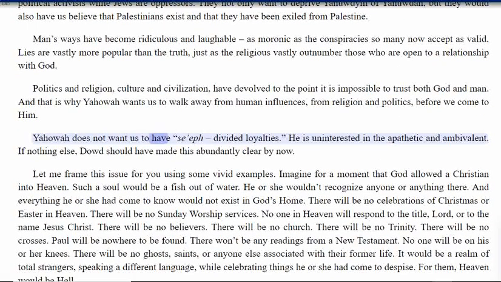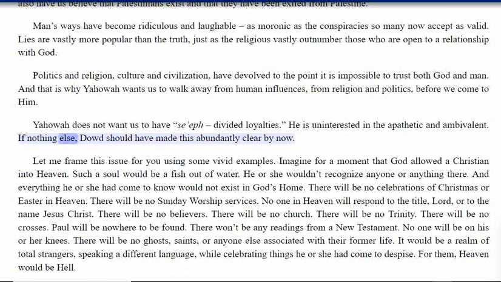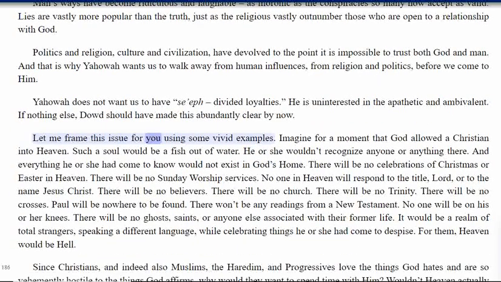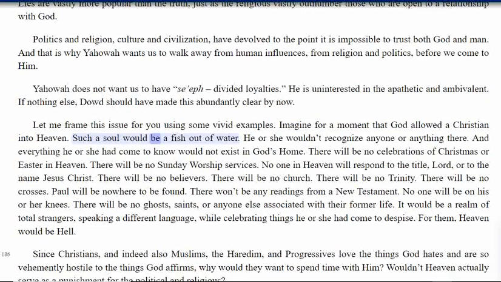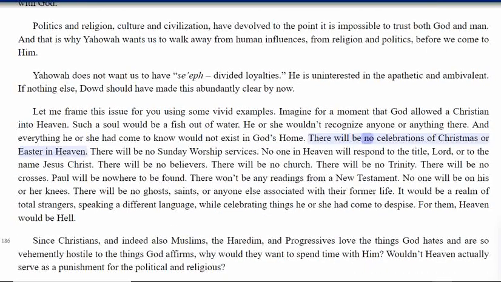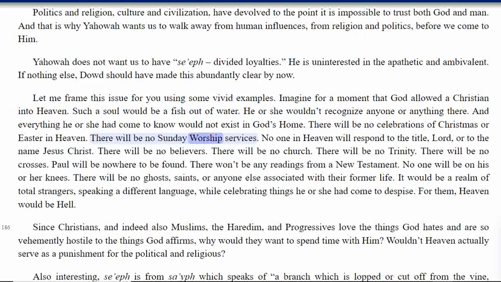Yahowah does not want us to have divided loyalties. He is uninterested in the apathetic and ambivalent. If nothing else, Dowd should have made this abundantly clear by now. Let me frame this issue for you using some vivid examples. Imagine for a moment that God allowed a Christian into heaven. Such a soul would be a fish out of water. He or she wouldn't recognize anyone or anything there. And everything he or she had come to know would not exist in God's home. There will be no celebrations of Christmas or Easter in heaven. There will be no Sunday worship services.